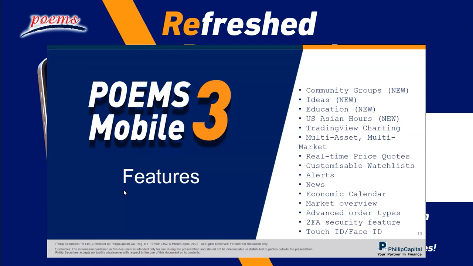Poems mobile trade has features such as the new community groups, stock ideas and education, as well as the new US Asian hour that I mentioned previously. It also provides multi-asset, multi-market and real-time price quotes. For the US market and Hong Kong market, you might need to subscribe for the live price under the rewards. There's also a customizable watch list, and alerts where you can choose which alerts you don't want to receive. Maybe you only want to receive order alerts, and you can do that customization.